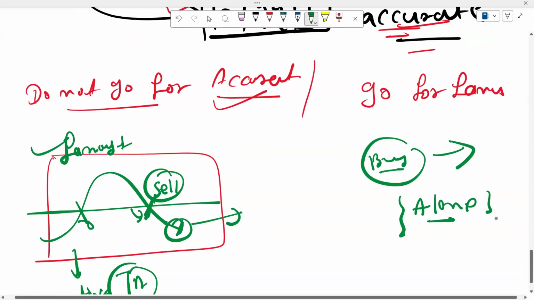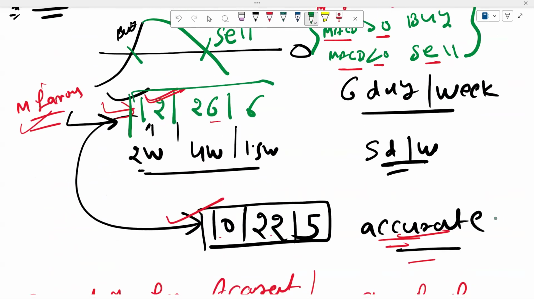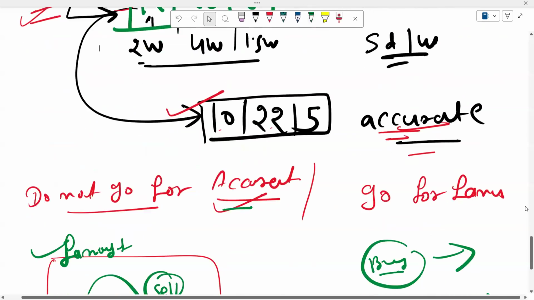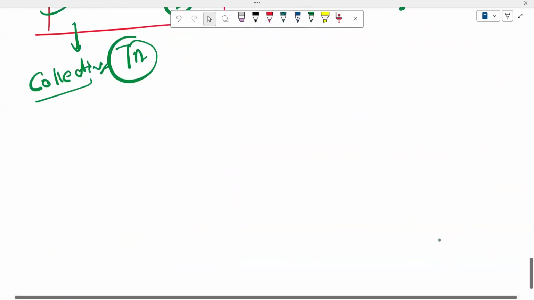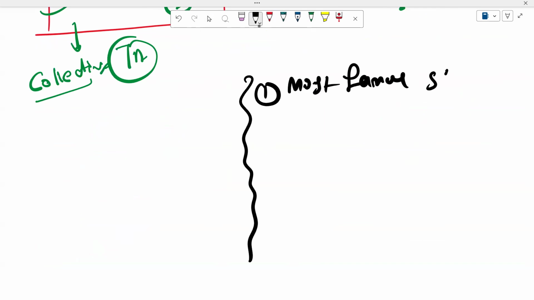So do not run for accuracy. We'll use the most famous. Why am I telling you this? Number one, be in the most famous stocks, because everybody is there. Collective efforts will work. Every technical analyst is doing the same most famous stocks. Do not go more than 200.